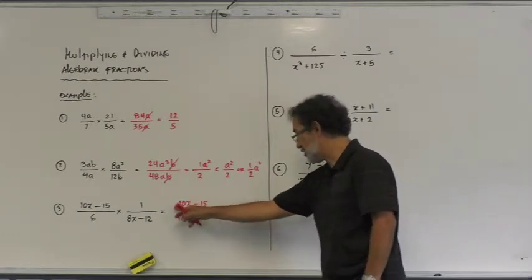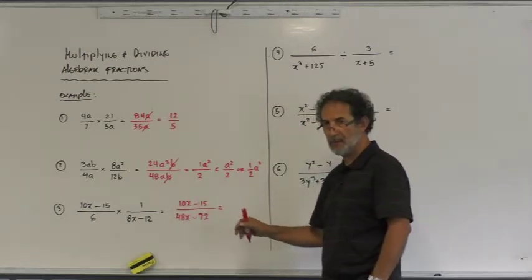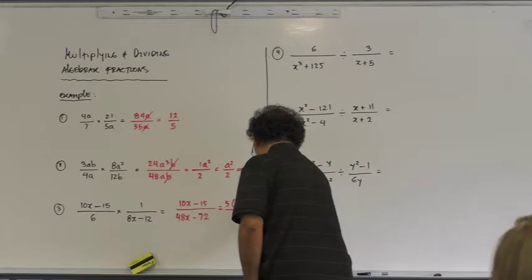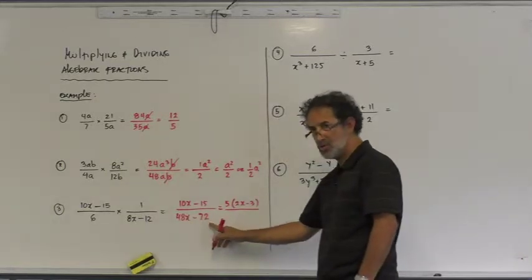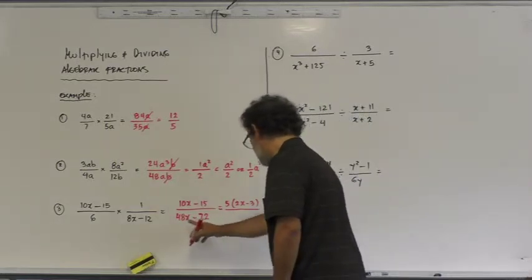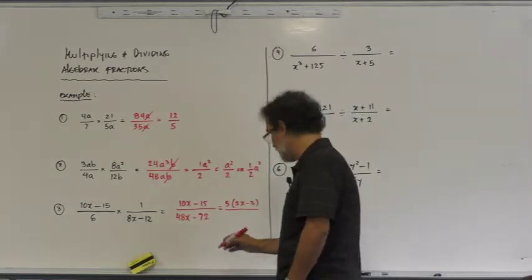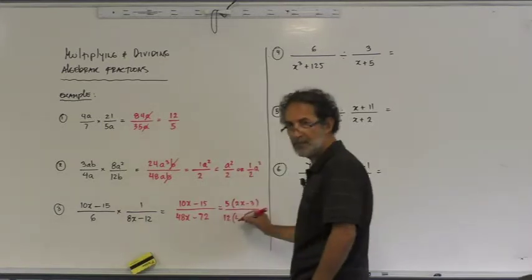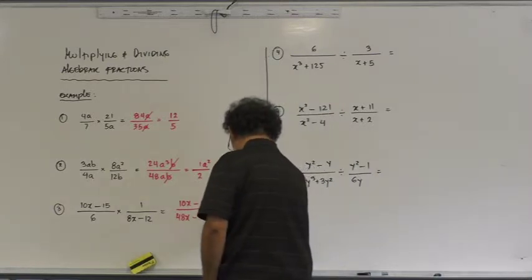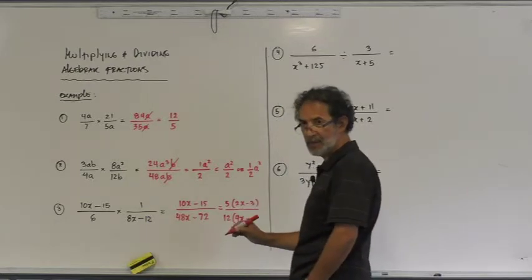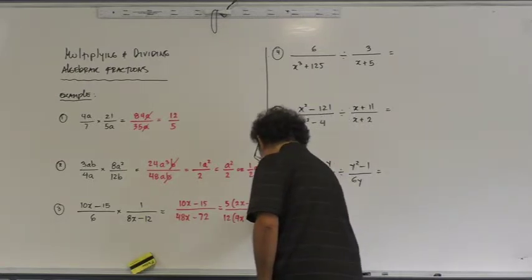Okay, Chelsea, so what is the common factor between these two? 5. Okay, and what is left? 2x minus 3. And what is the common factor from these two? 12. Okay, so 12 goes into 48 how many times? It's 4x. And then minus 6.